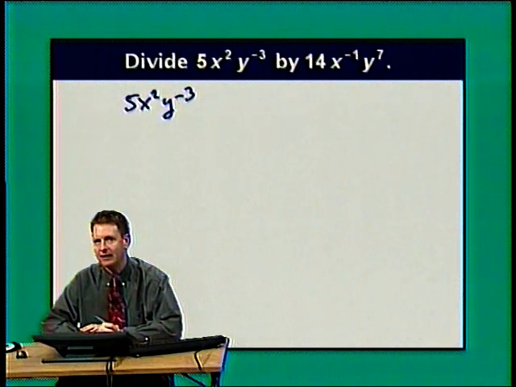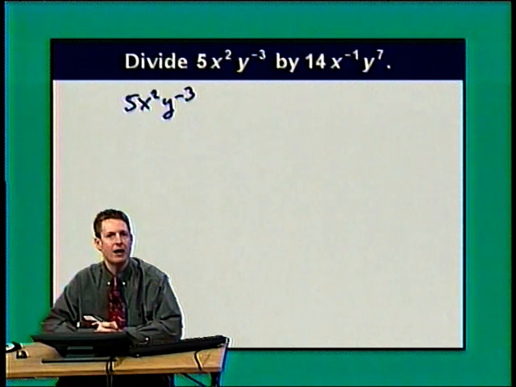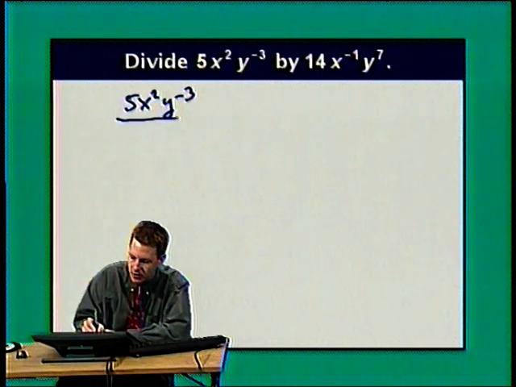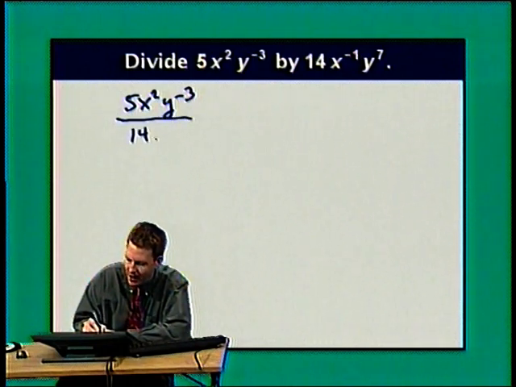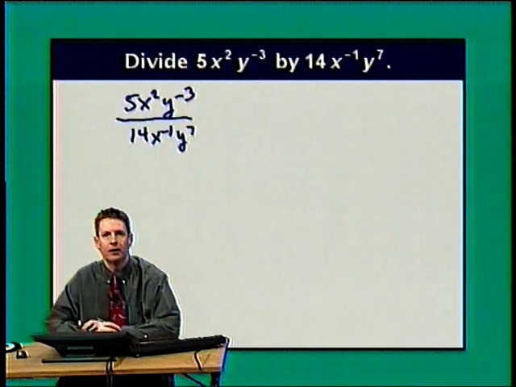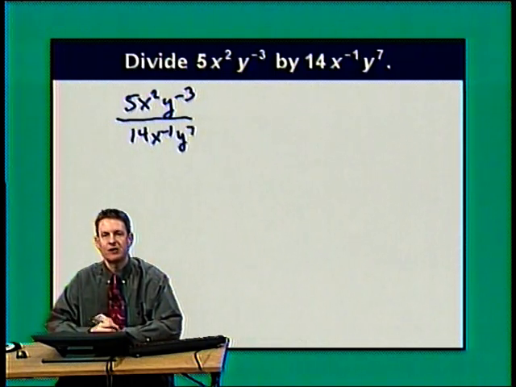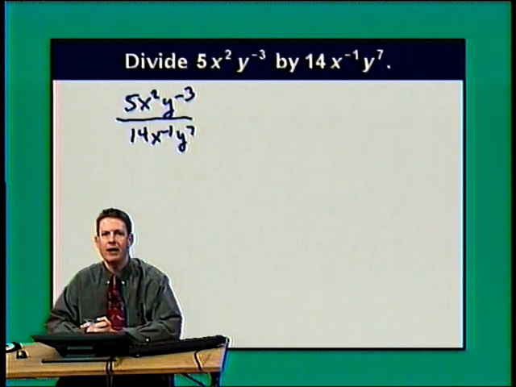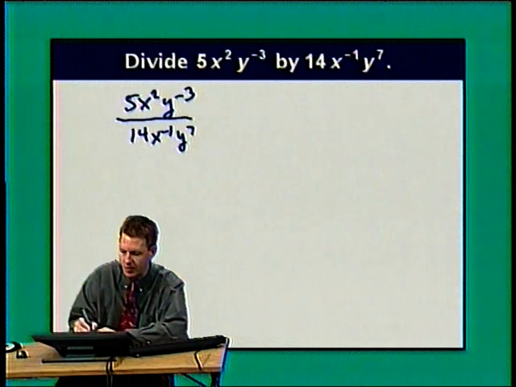I could indicate this division using a division symbol, but in algebra, it's always easier to work with the expression if you indicate the division using a fraction bar. So using a fraction bar, I'm going to divide by 14x to the minus 1 y to the 7th. There's no addition in this expression. There's no subtraction in this expression. So I can go ahead and just start applying my rules of exponents.